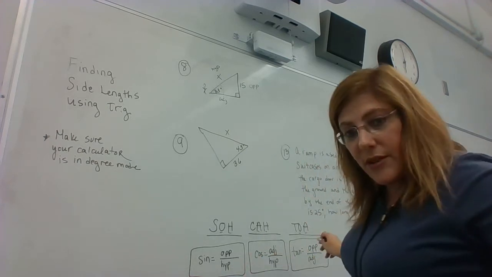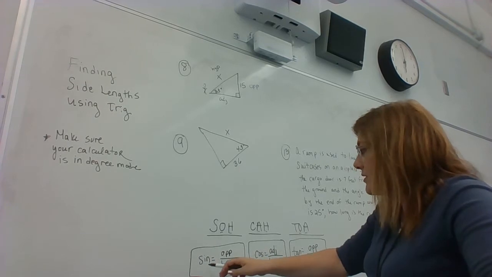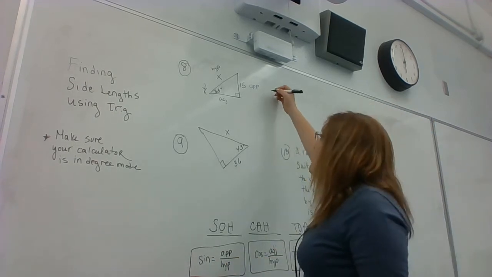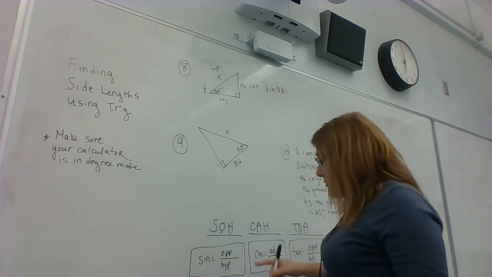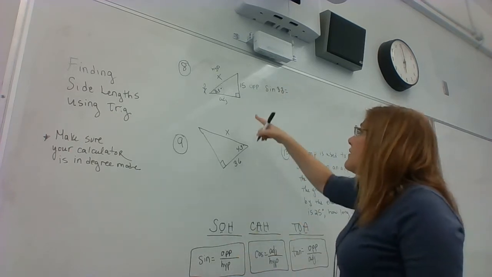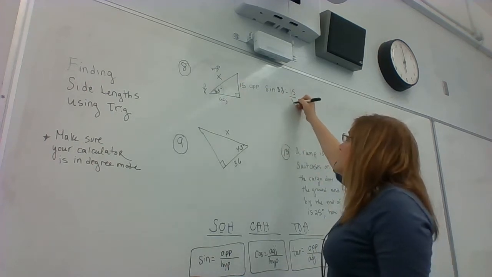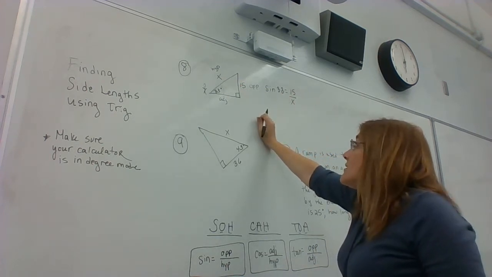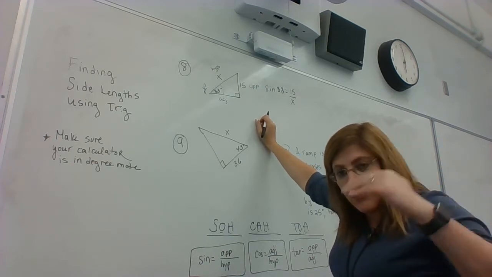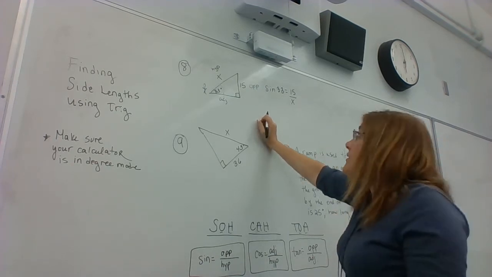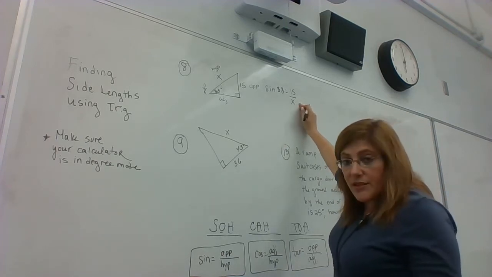And then we look down here. The only trig function with opposite and hypotenuse is sine. So we write sine of 33 equals, let's look, opposite over hypotenuse, 15 over x. The problem is the x is on the bottom. The other ones I showed you, the x was on the top, so it was really easy to solve for.